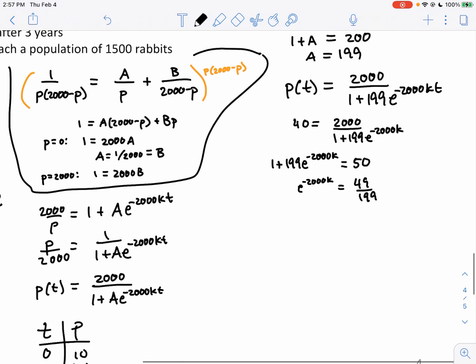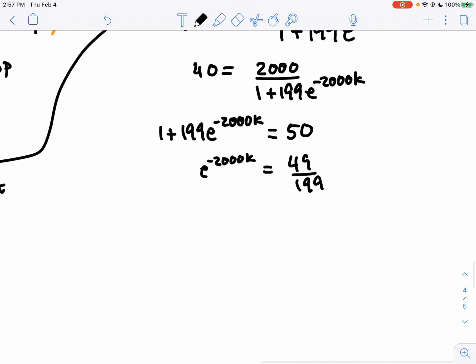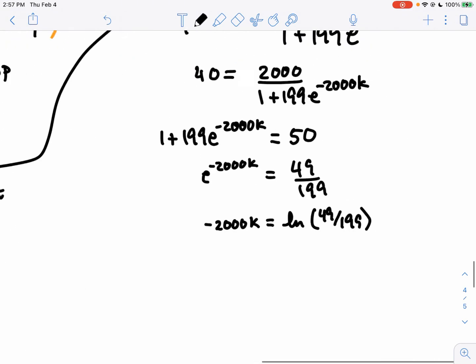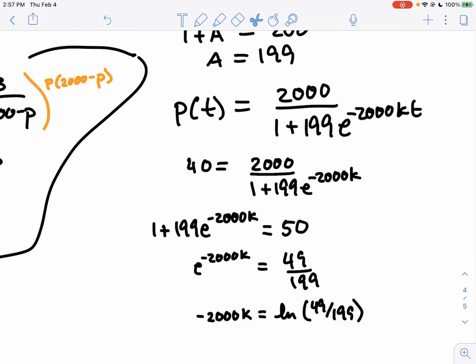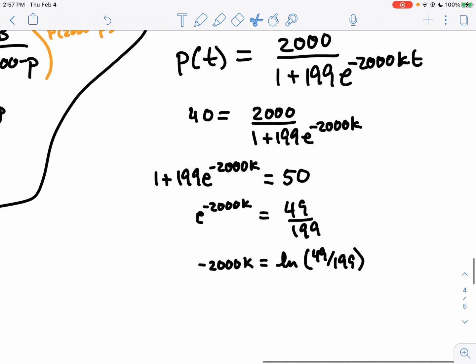So it's not quite so unpleasant. And now we do natural log, and then we divide by the negative 2000. Or we can simply say that negative 2000k. We can stop right here and say natural log of 49 199ths. Why can I stop there? Because when I go back up here, I can just replace this now with this natural log. If I had solved all the way for k and then gone right here and changed that k, then you would see some cancellations with that negative 2000.